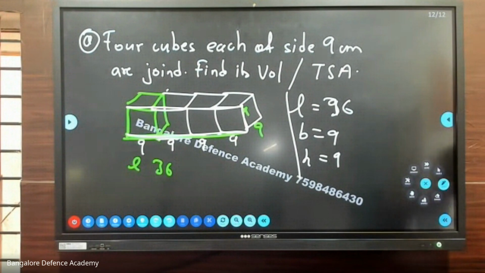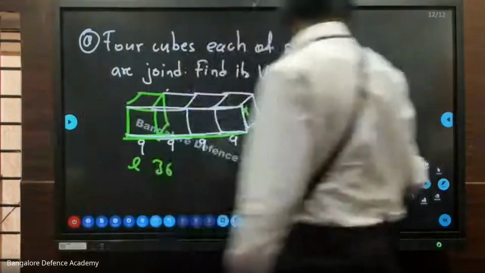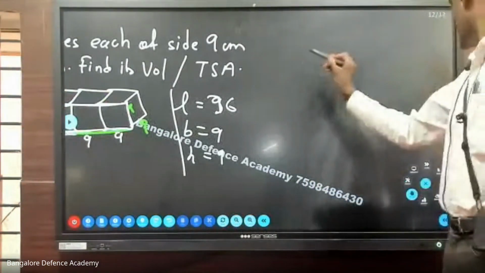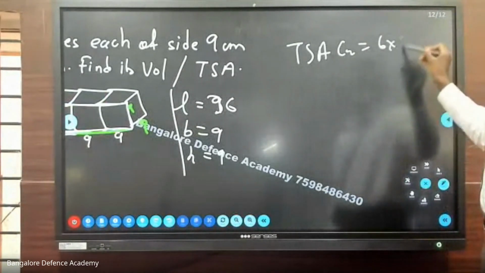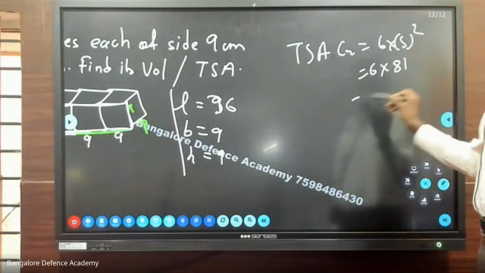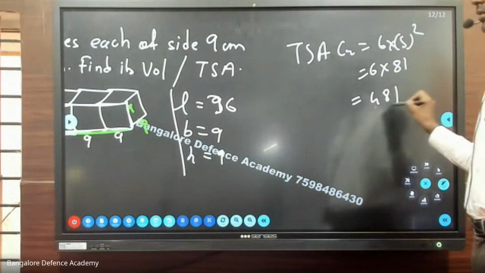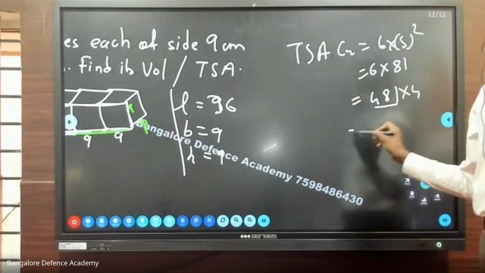Okay, according to you, let us find the total surface area of this separately. Total surface area of the cube formula is 6 into side square. So 6 into 81. So how much do you get? 481? Is it right? And 481 into 4 you have to do once again. How much do you get?